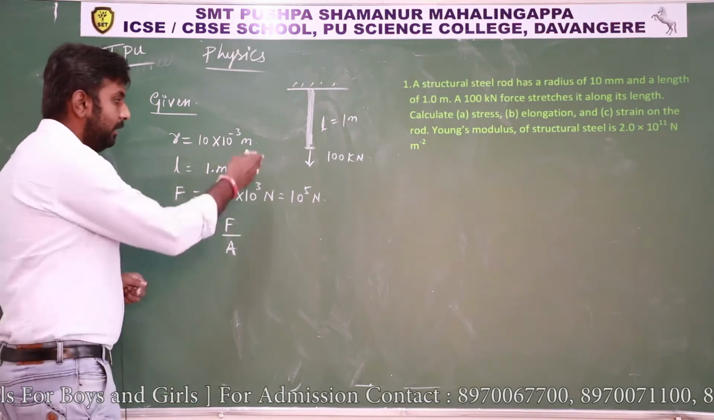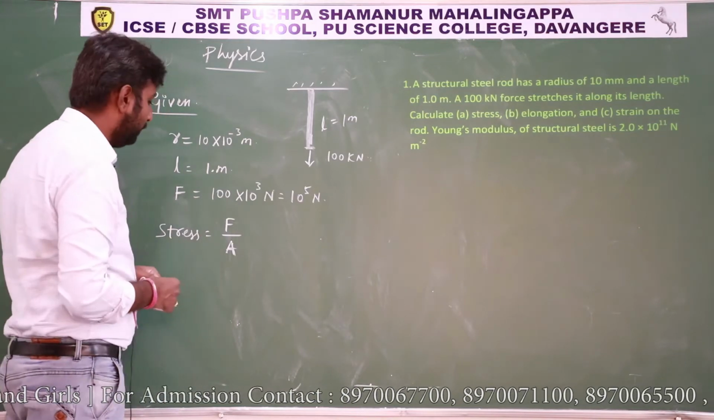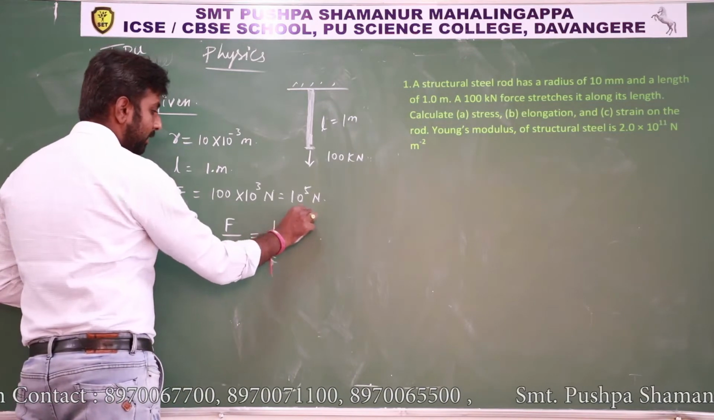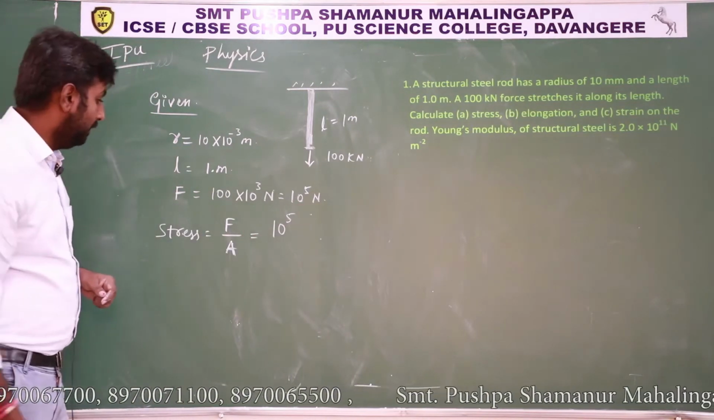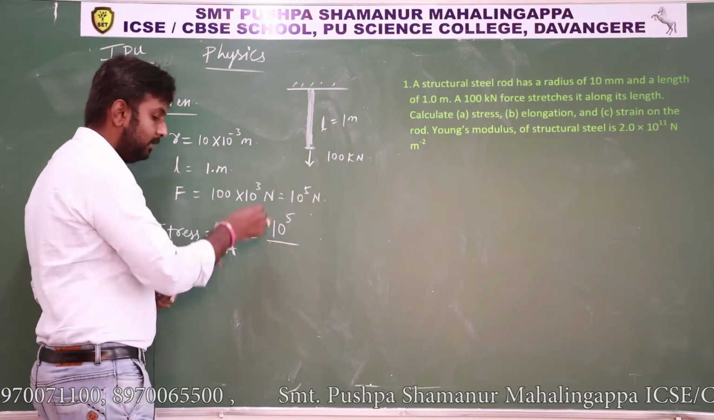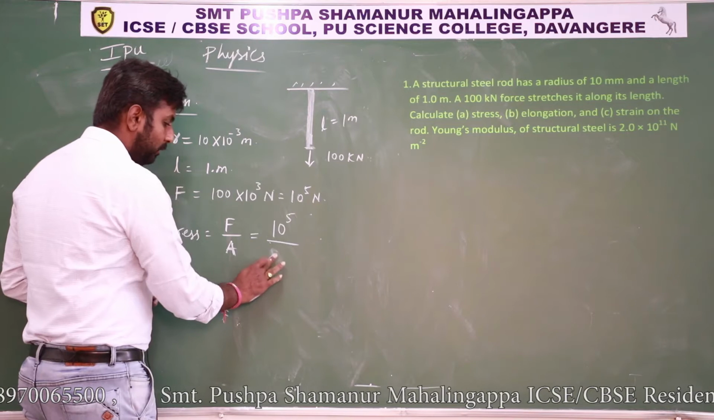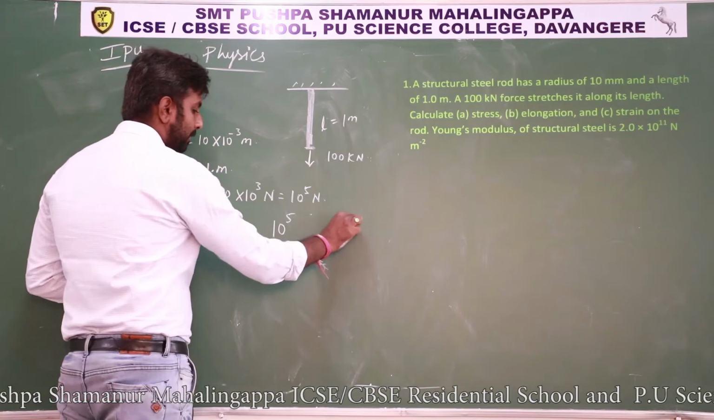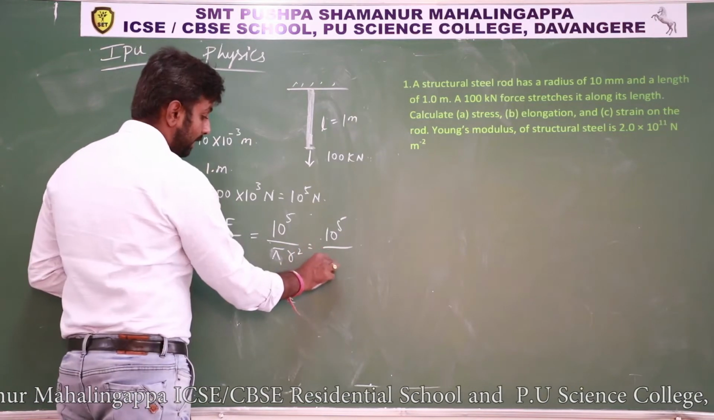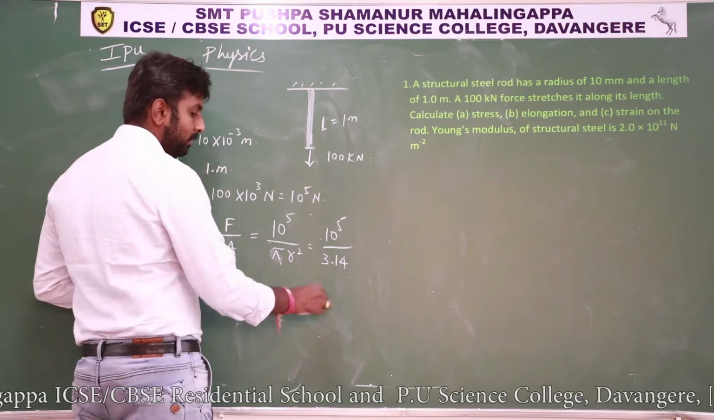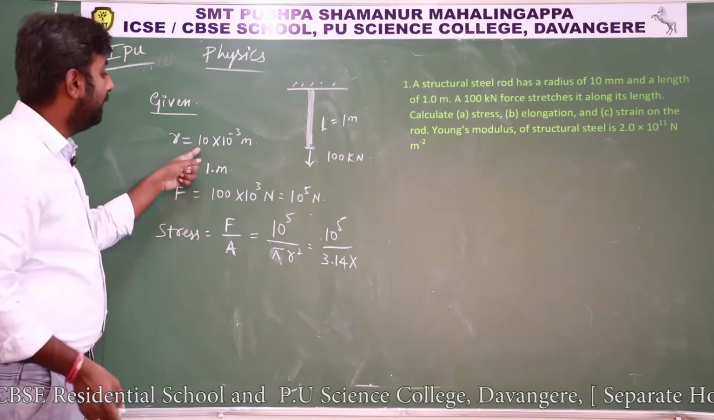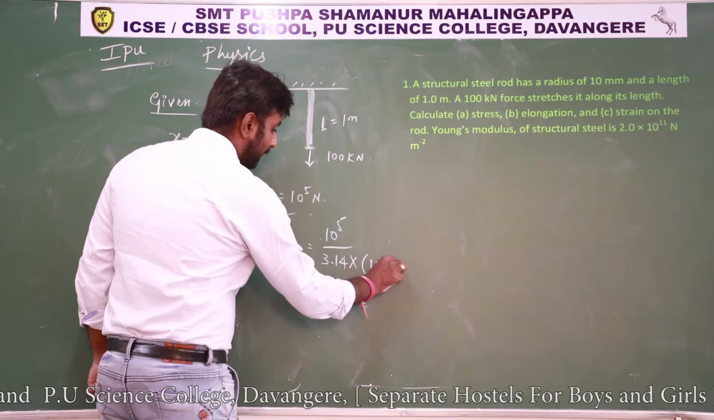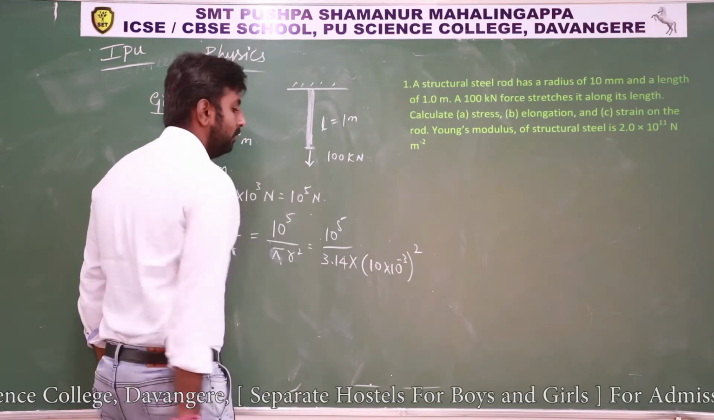Here the deforming force is equal to the restoring force. So F equals 100 kilonewton, which is 10 to the power 5, divided by area. Area is pi r square. Pi is 3.14 and the radius is 10 into 10 to the power minus 3, whole square.